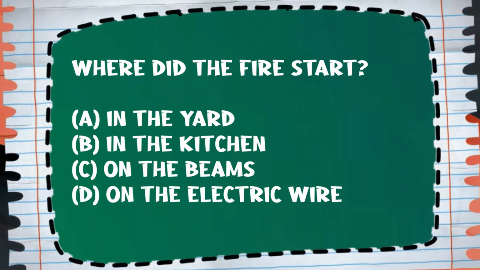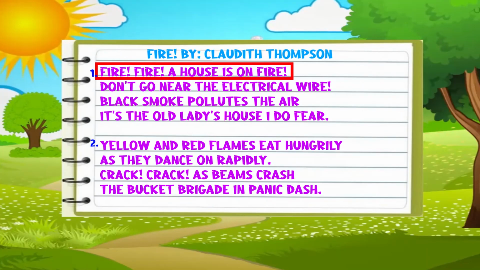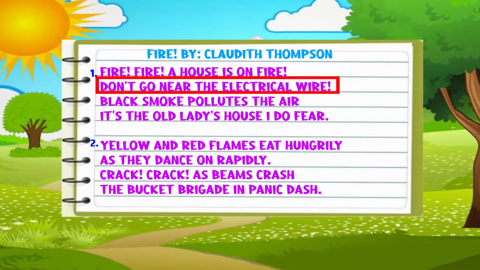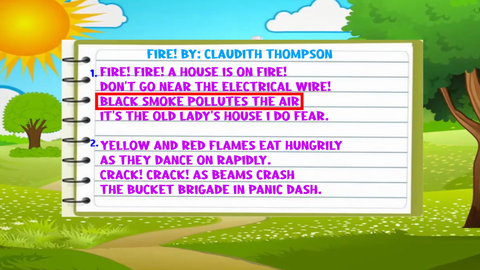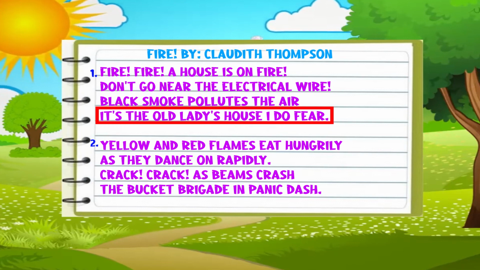So let's look at a few more questions. Where did the fire start? Now, in order for you to be able to answer this question, you most obviously had to have read the poem. That is why you were advised to at least read the poem 2 times before you start answering the questions. Now, it says, "Fire, fire, a house is on fire. Don't go near the electric wire. Black smoke pollutes the air. It's the old lady's house I do fear."